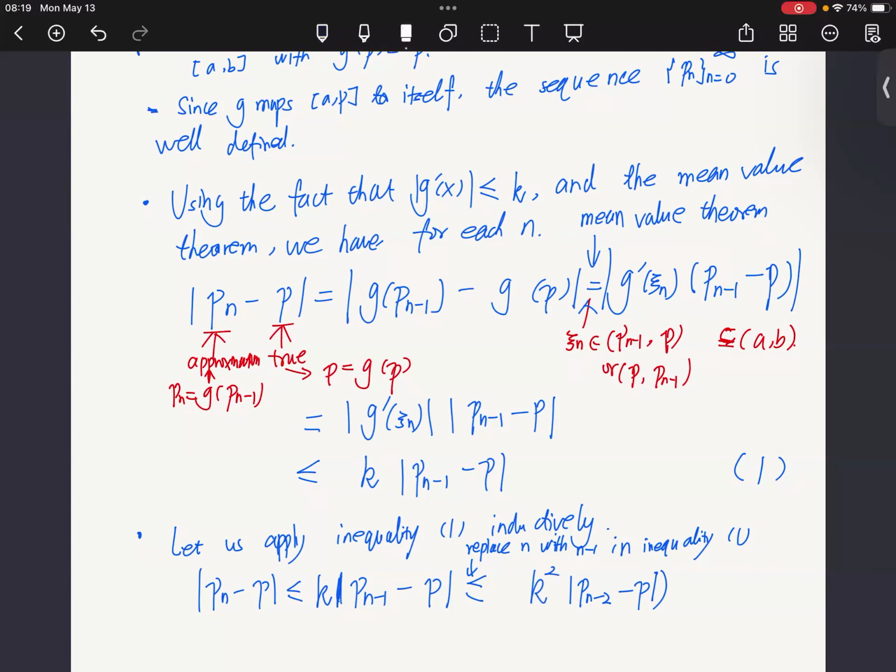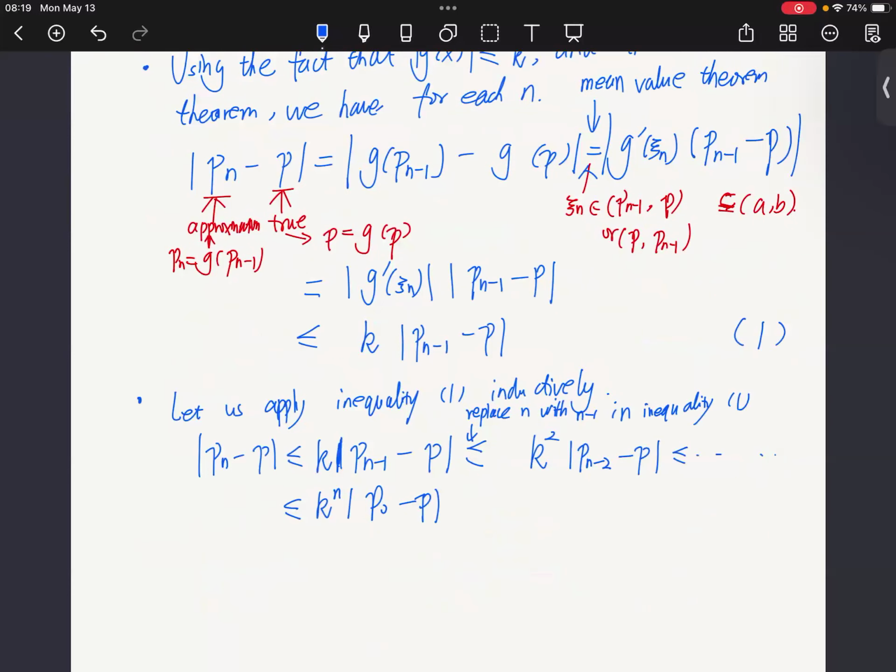And so if we keep applying the inequality to these items, at the end of the day we get the absolute value of Pn minus P is smaller than K^n times |P0 minus P|. And P0 is just the initial guess, and P is the true solution.